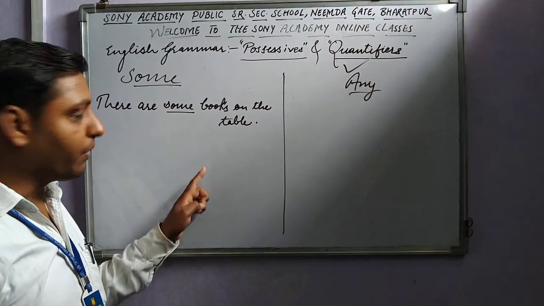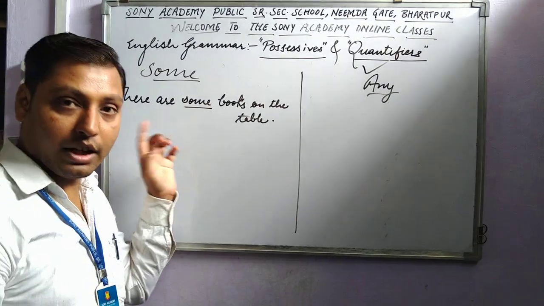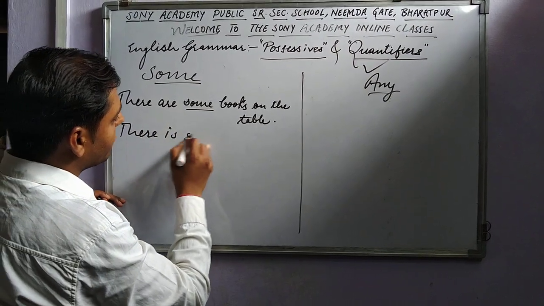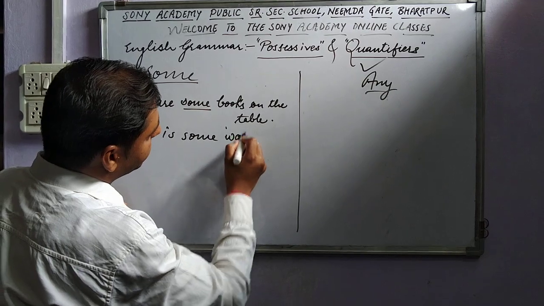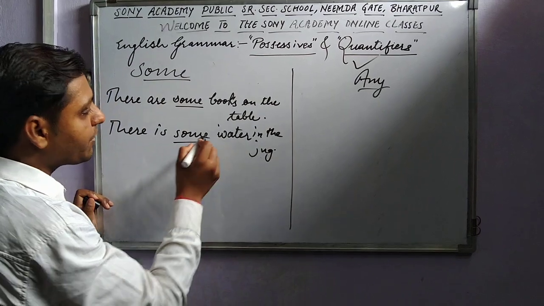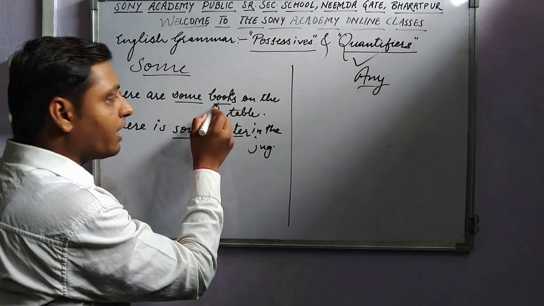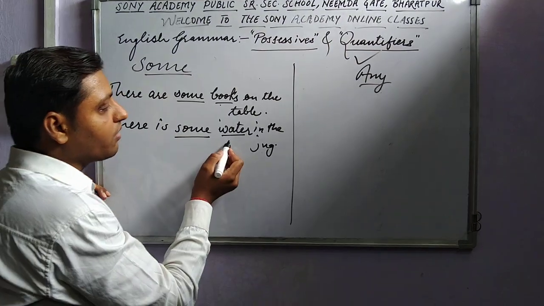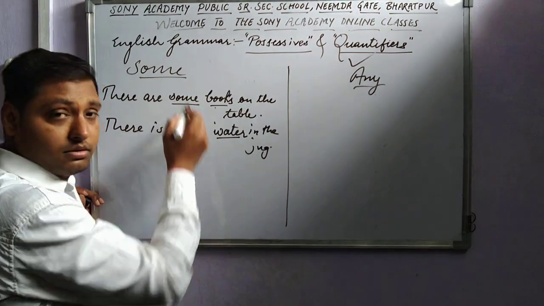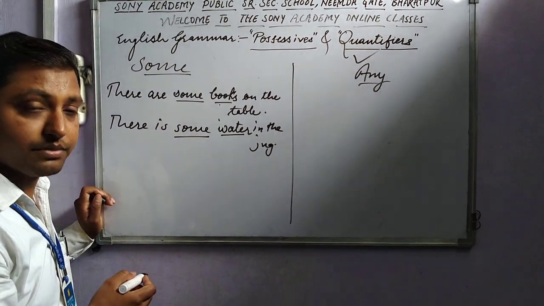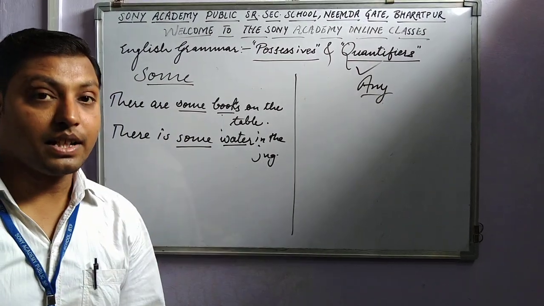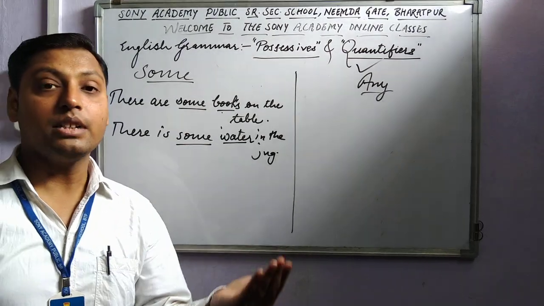It can be used before an uncountable noun. Here I will use: There is some water in the jug. I have used some with water. Here the books are countable and plural. Here the water is uncountable. Okay? But we have used some in both the sentences. It means some can be used before both kinds of nouns, but in positive sentences, to show the positive sense.